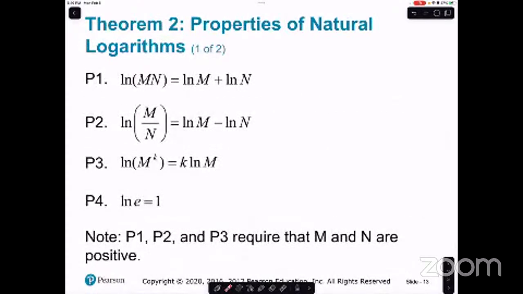Let me see. So, properties of the natural log. The log of a product can be rewritten as the sum of the logs. The log of a quotient is the same as the difference of the logs. The log of a power is the same as the power times the log. The log of e, they cancel. Keep in mind, there's an implied 1 here. Since natural log and e cancel, we're left with the 1. Properties 1, 2, and 3 require that m and n are positive. Okay.